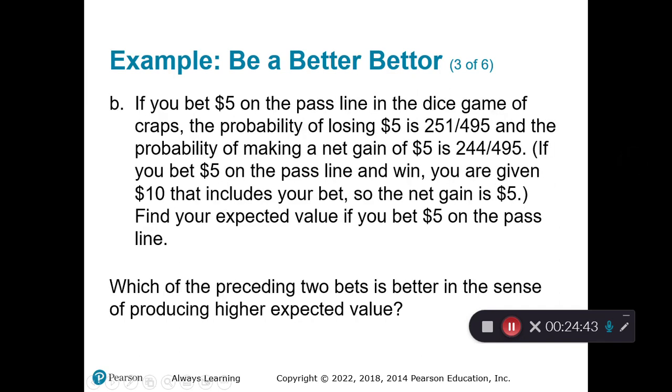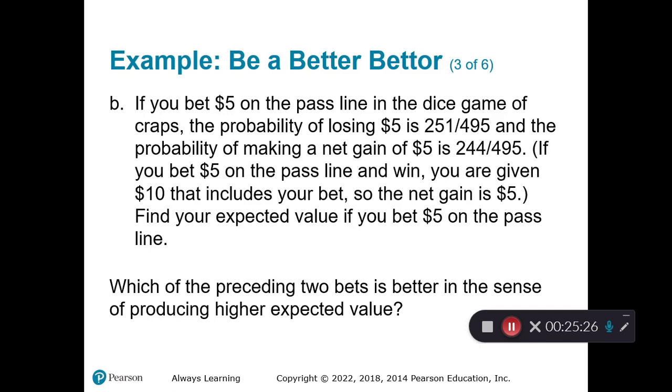Now let's compare this to playing at the craps table. If you bet $5 on the pass line at the craps table, which is a dice game, the probability of losing $5 is 251 over 495. And the probability of winning would be 244 out of 495. Now let's talk about what you're losing and what you're winning. If you're losing, obviously you lost the $5 that it took to play. If you win, you actually win $10, but your net earnings are $5 because you don't get back the $5 that you spent. So you can either lose $5 or earn $5 in net gains.